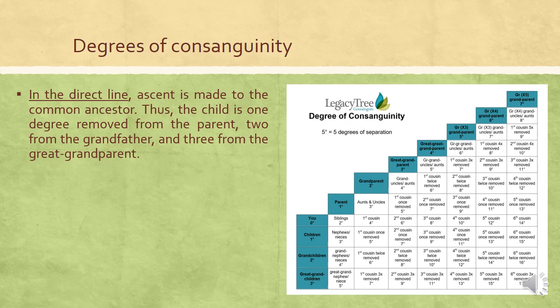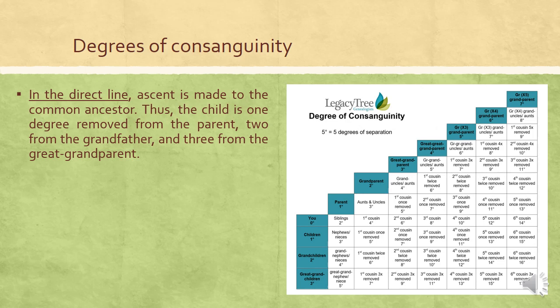You are what? 1 degree removed from your parent. You go up. And then you are already 2 degrees removed from your grandparent, 3 from your great-grandparent, and 4 from your great-great-grandparent. These are what? Your relatives by consanguinity in the direct ascending line because you go up.